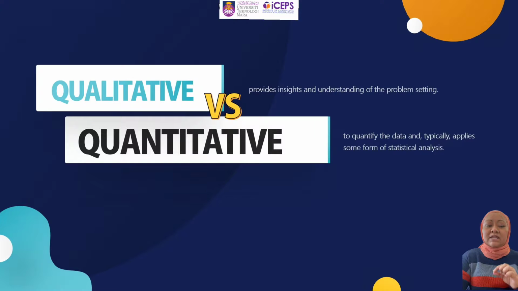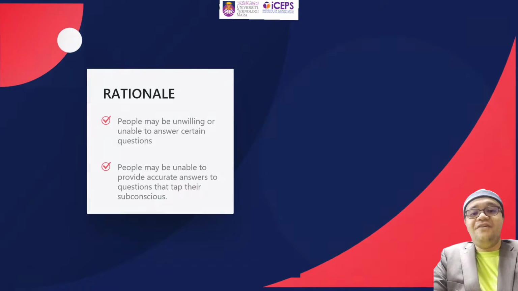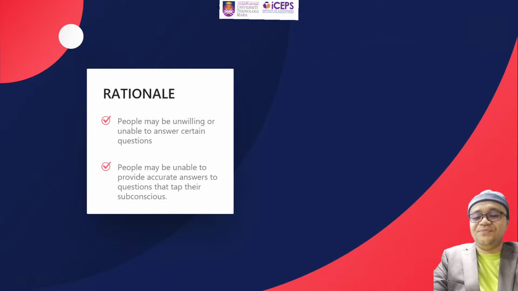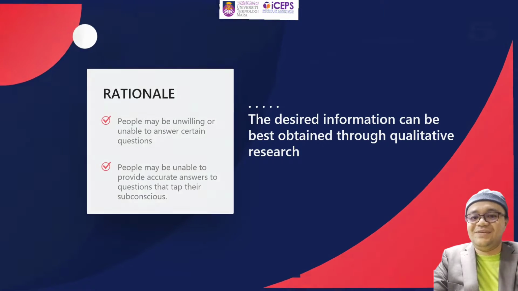Qualitative research provides insight and understanding of the problem setting, while quantitative research seeks to quantify the data and typically applies some form of statistical analysis. There are a few reasons to use qualitative research. First, people may be unwilling to give truthful answers to questions that invade their privacy. Second, people may be unable to provide accurate answers to questions that tap their subconscious. The desired information can be best obtained through qualitative research, and it is also very useful for discovering which sensory feelings are important to customers.